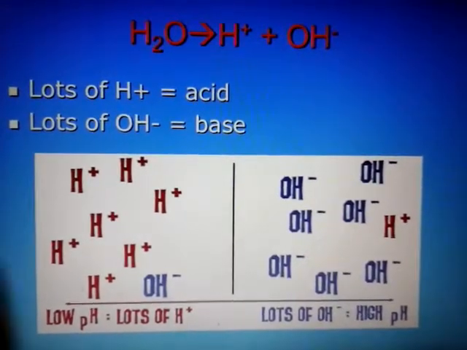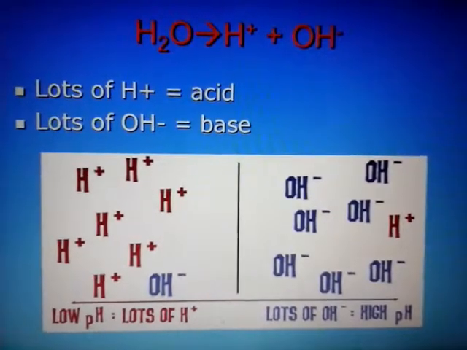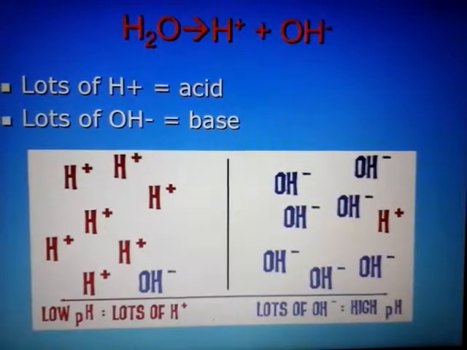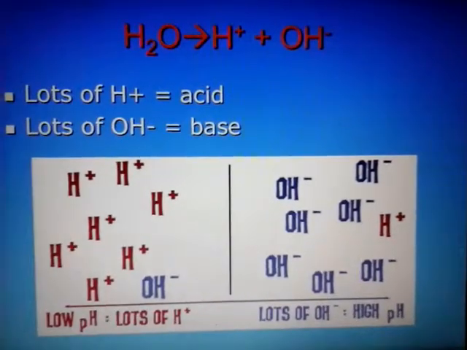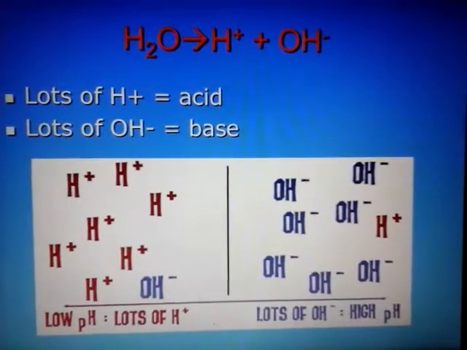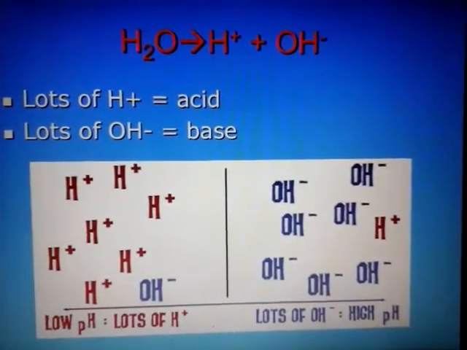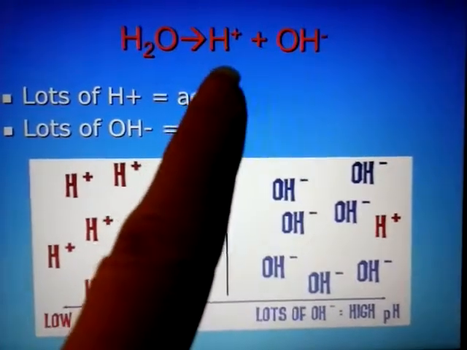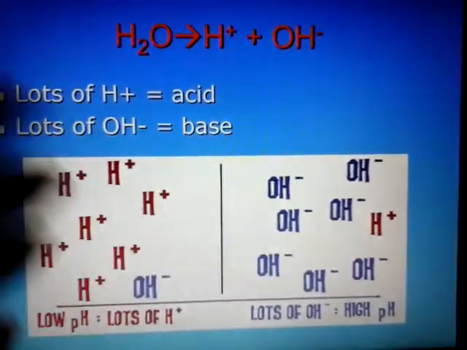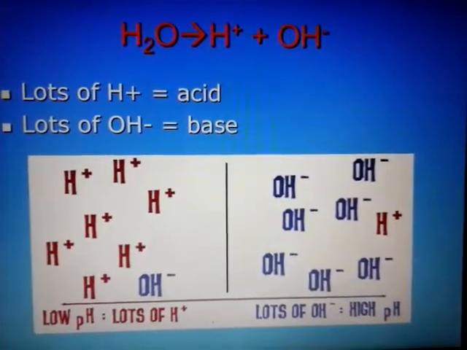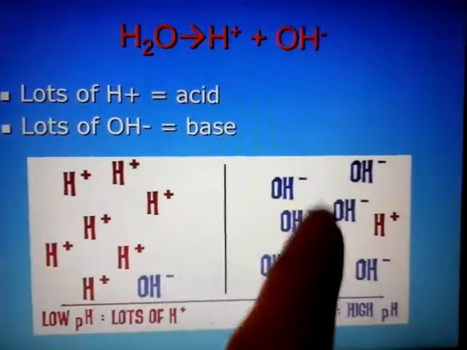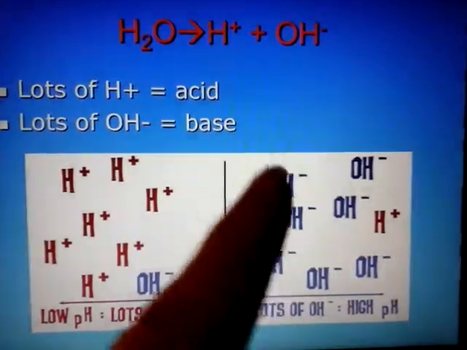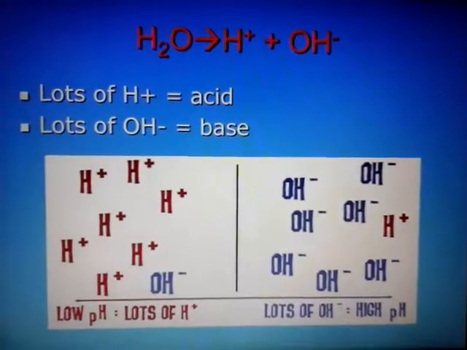On the other end, something like sodium hydroxide, which is NaOH. When sodium hydroxide gets mixed with water, it breaks down into sodium and hydroxide. So when water breaks down, the amounts of hydrogen and the amounts of hydroxide are equal to each other. But when I add sodium hydroxide to the mix, I make even more hydroxide ions. So therefore, you're classified as a base.